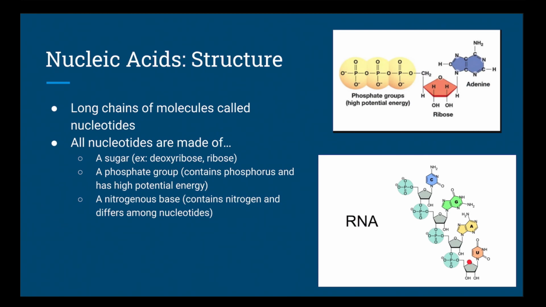All right, and now we look at the structure where most of the action happens. So we have these long chains of molecules called nucleotides. Each nucleotide is made up of a sugar, a phosphate group, and a nitrogenous base. We looked at this in the form of this diagram, and then we looked at RNA and its 4-chain sequence.